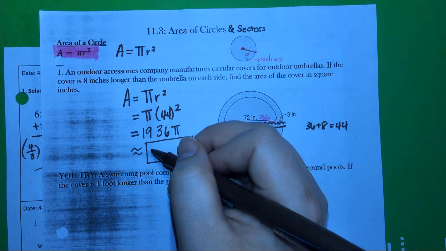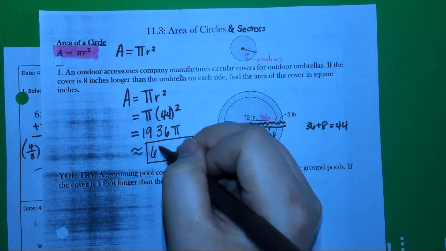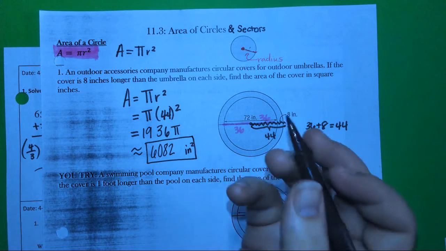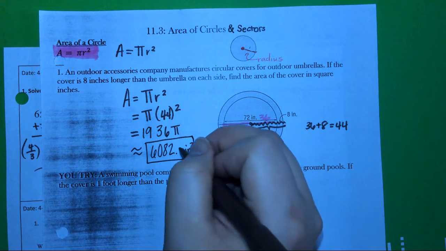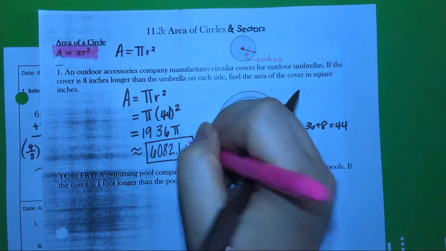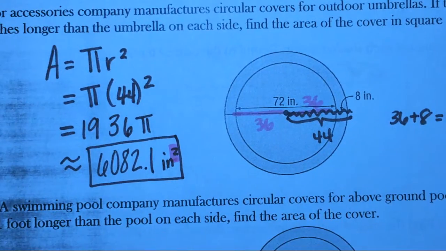Say it. 608. Point what? Point 1. Okay. So it's 6,082.1 inches squared. Now that was one thing I noticed on the quiz that I didn't count off on, but on my Chapter 11 test, if you put it wrong, I am going to count off. Area is squared. Area is squared.